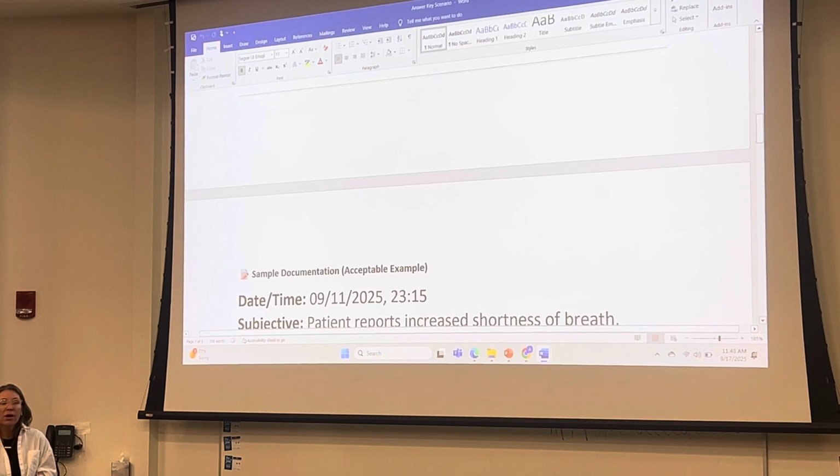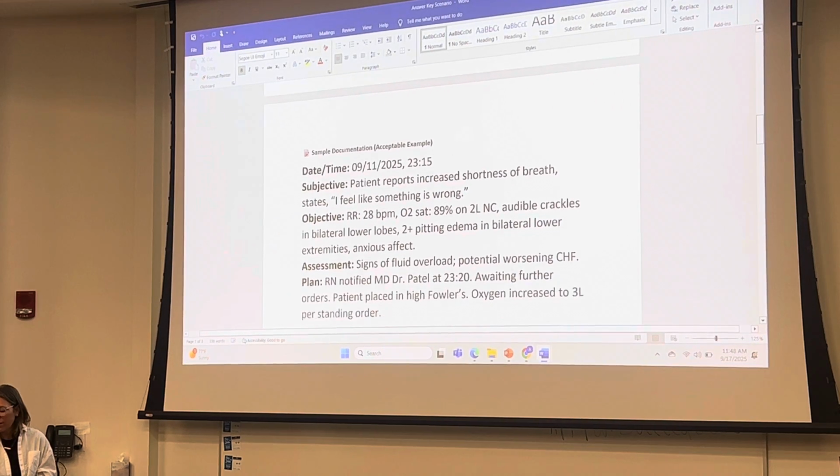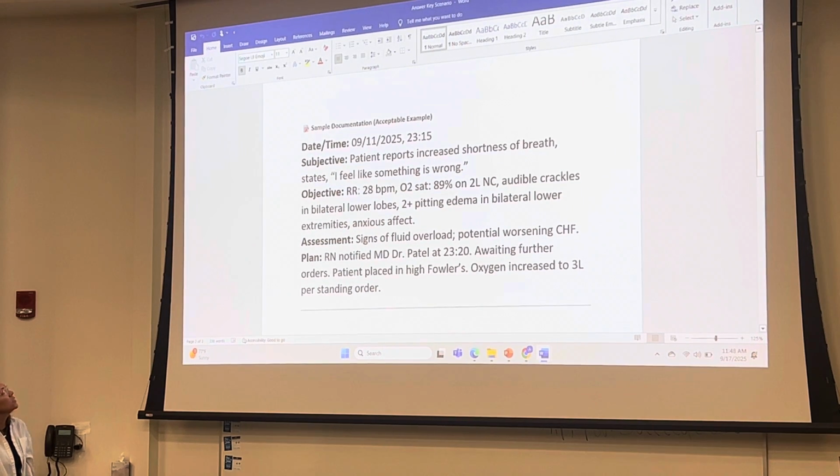All right, the next part, you were supposed to try to write a little SOAP note, so how you would organize that information and document what data you collected and then what you did about it. Okay, so SOAP stands for subjective, objective, assessment, means like my assessment, like what I think is going on. Okay, and then plan. Okay, so we always start with the date and the time.